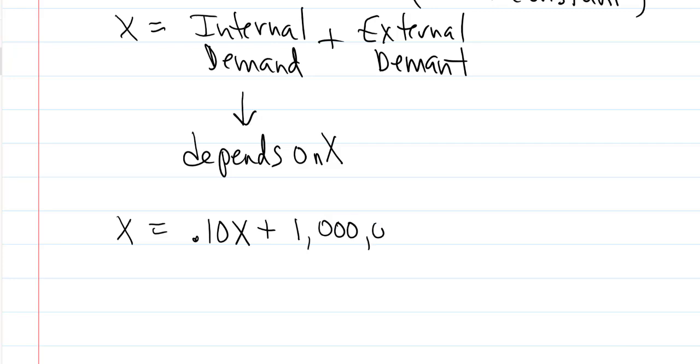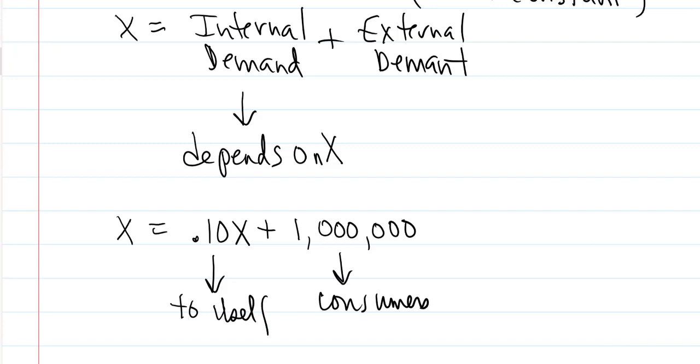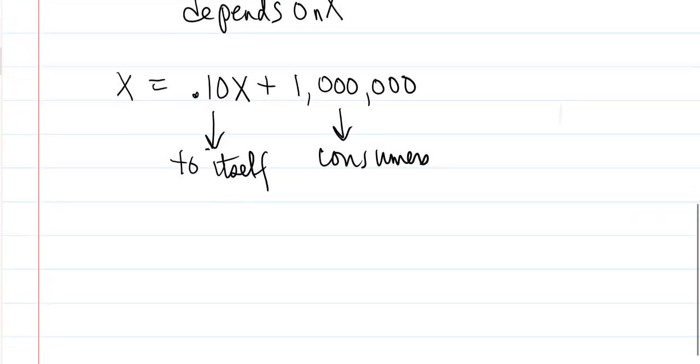That goes out to consumers. So this goes out to consumers. This goes back to itself, and together that's the total output. Now we can solve this equation algebraically. Problem doesn't seem quite as complex anymore.